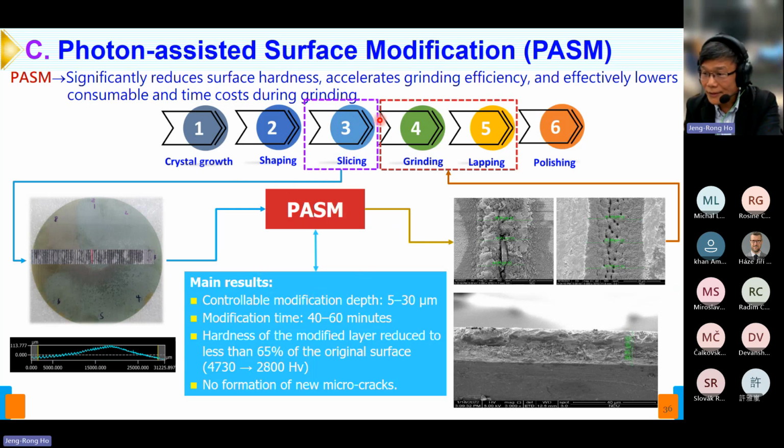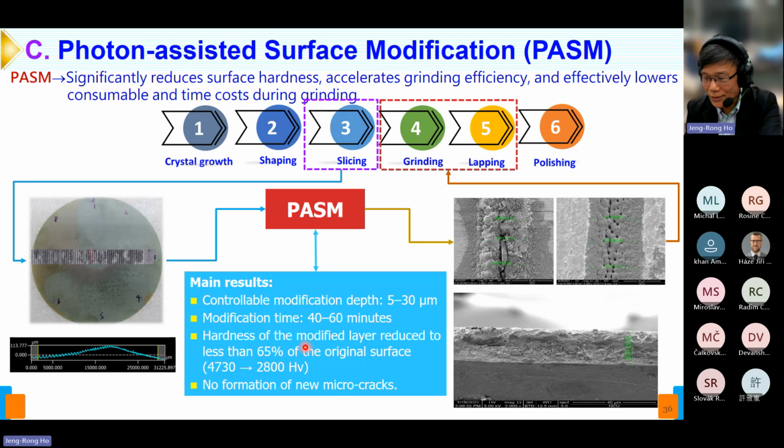After slicing, the sample again is from GW, Global Wafers Company. They sliced the silicon wafers. The worst case is like this. You can see the marks of the diamond saw. And we got this. Then we do PASM surface modification. This is a top view after surface modification. This is a side view. After this, we go to grinding, and we conduct the grinding and lapping test.